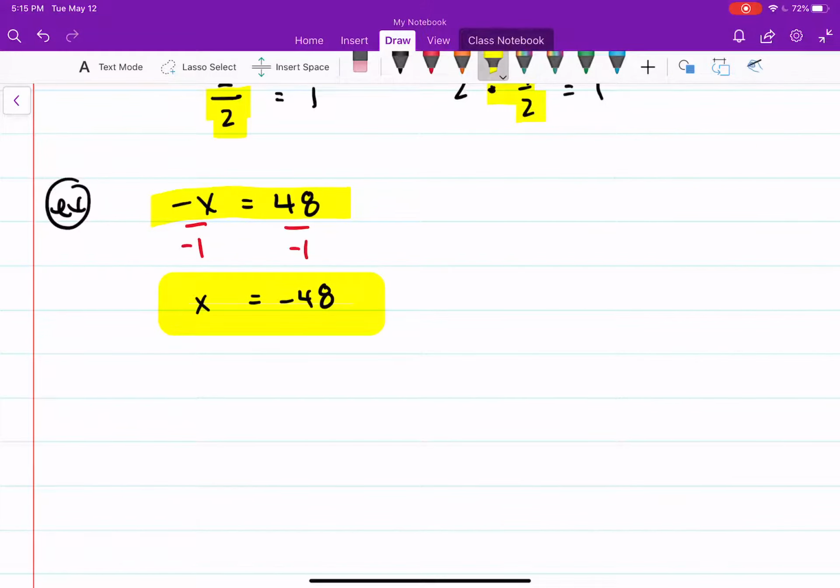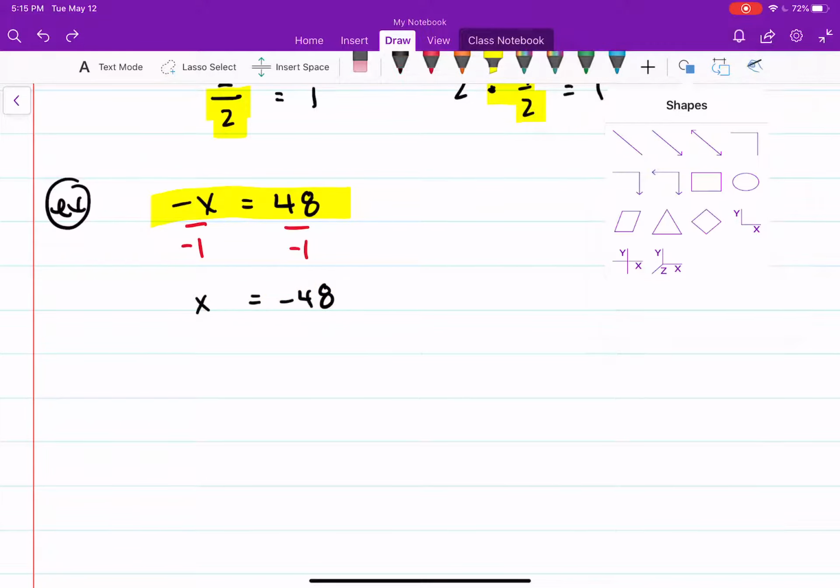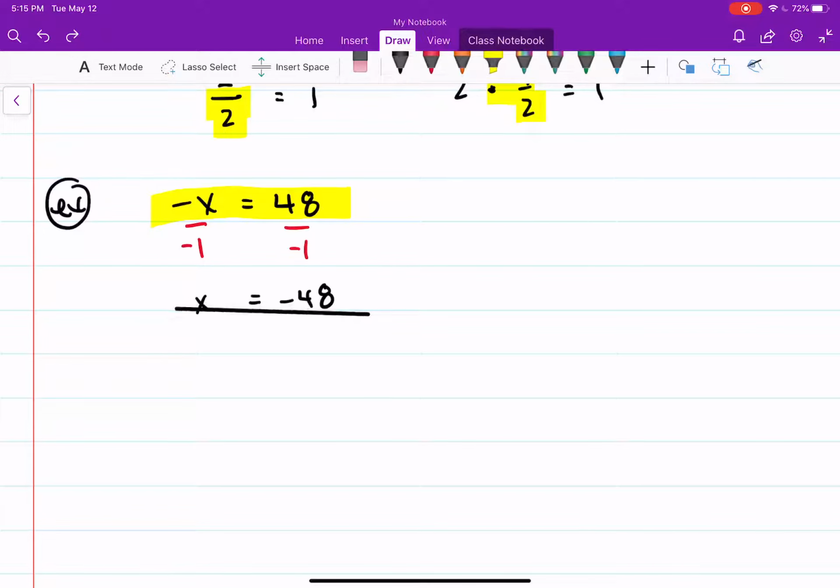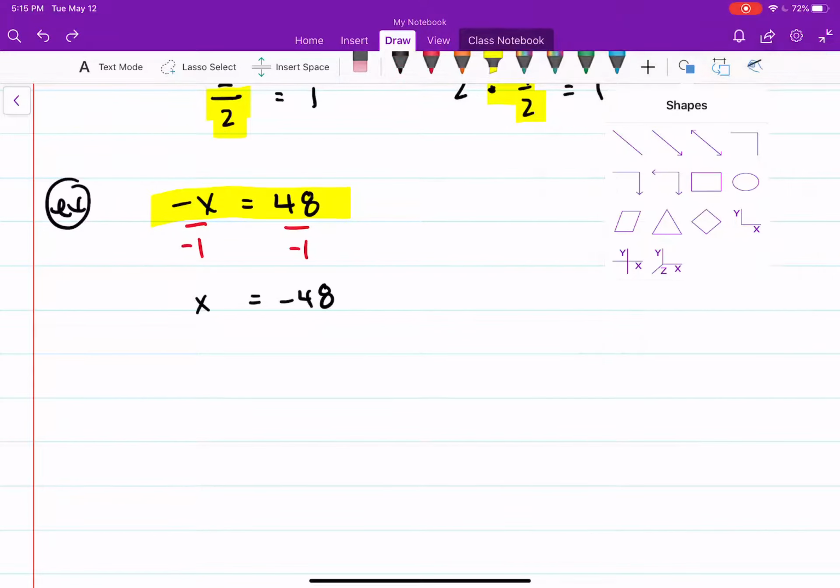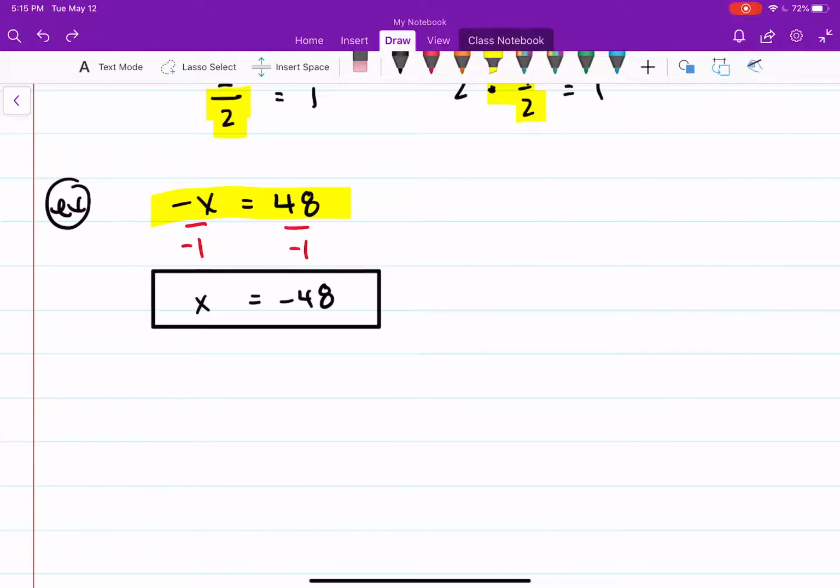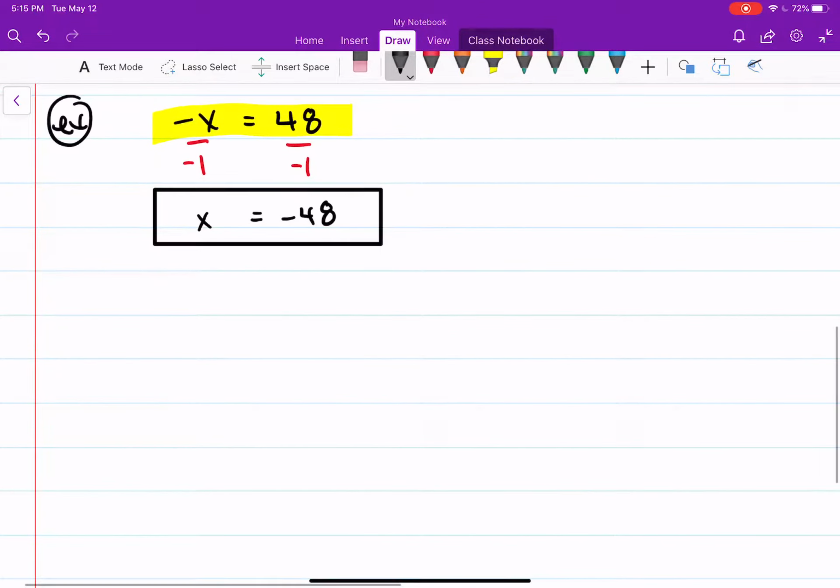Whoa, hey, that's a pretty box. With thick board. Okay, I'm struggling. There we go, that looks better. All right, so let's try another one.